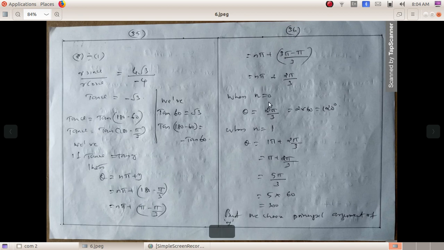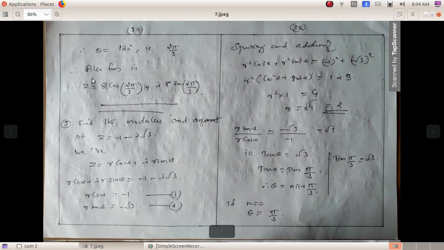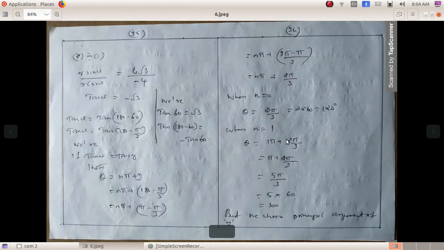When n is equal to 0, then theta is equal to what? 2 pi by 3, that is 2 into 60, that is 120 degrees. When n is equal to 1, the answer is 300, but we cannot take this one because this is not included in the interval minus pi to plus pi. So we are selecting only this theta, that is 120 degrees. Okay, so both r and theta are obtained. So what is the polar form? r cos theta plus i r sin theta, r is equal to 8, so 8 cos 2 pi by 3 plus i sin 2 pi by 3. Okay, theta is equal to 2 pi by 3 here.